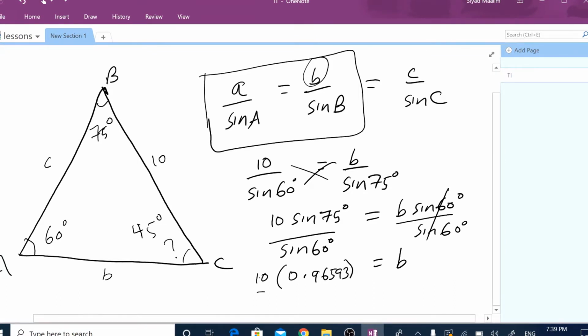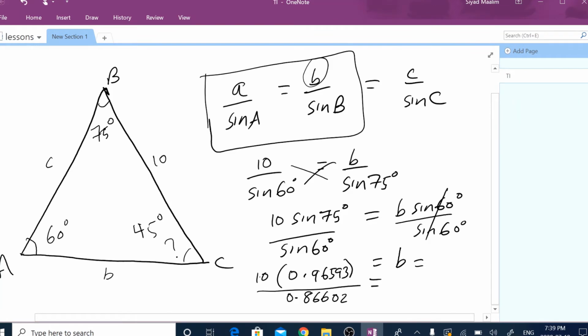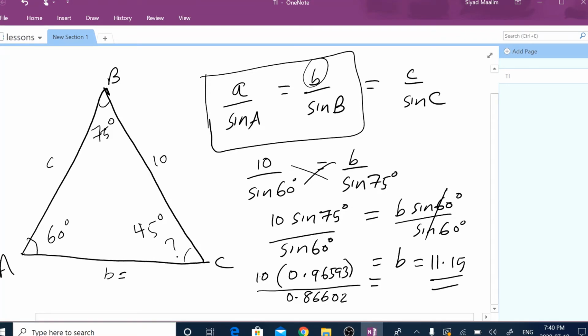0.96593, divided by sine 60. If you use your calculator, you get 0.86602. And so when you multiply 10 times 0.96593 and divide by this, you get B as 11.15 approximately. So that is the value for B, 11.15, whichever the unit is.